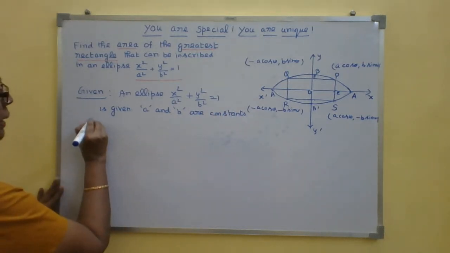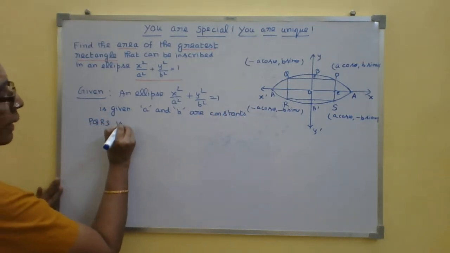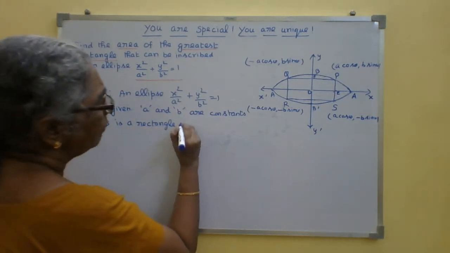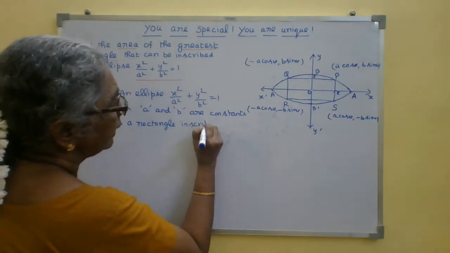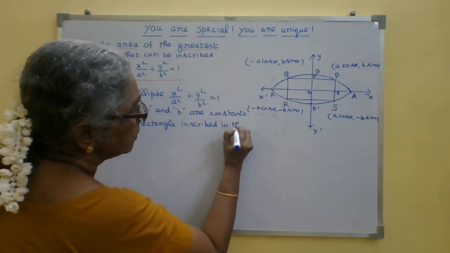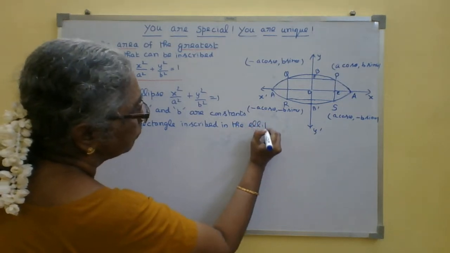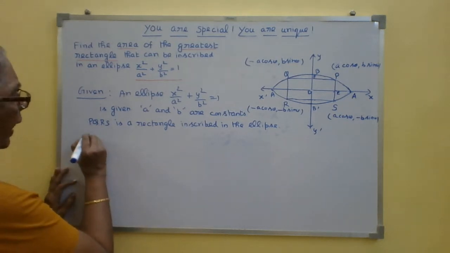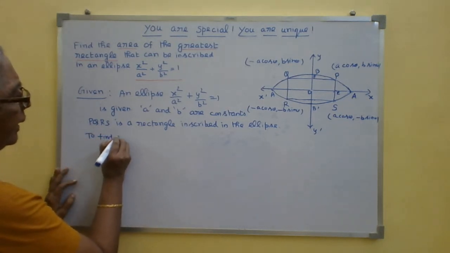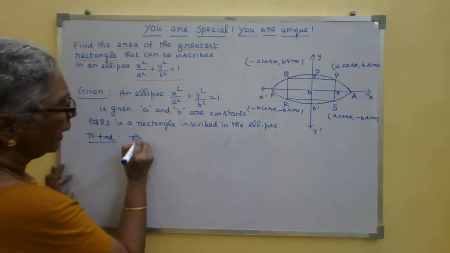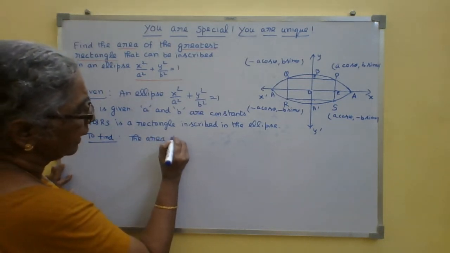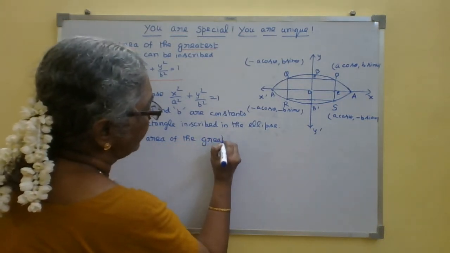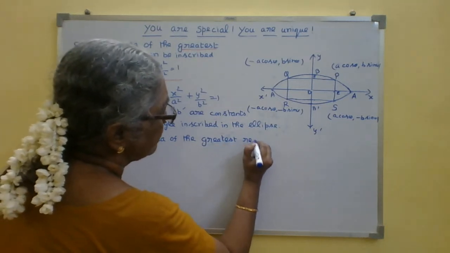Then the rectangle PQRS is a rectangle inscribed in the ellipse. So these are the things given to you. Now here you need not actually prove anything. You are going to find the area. So I am writing the side heading as to find. I want to find the area of the greatest rectangle. That means I am going to maximize the area, right? So to find the area of the greatest rectangle.